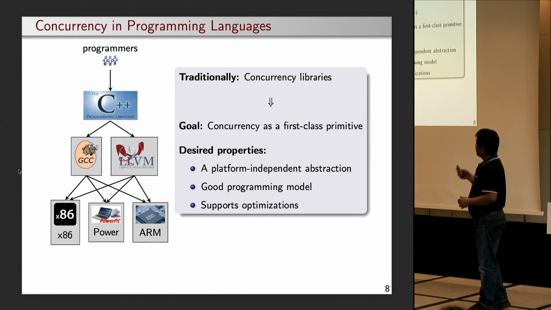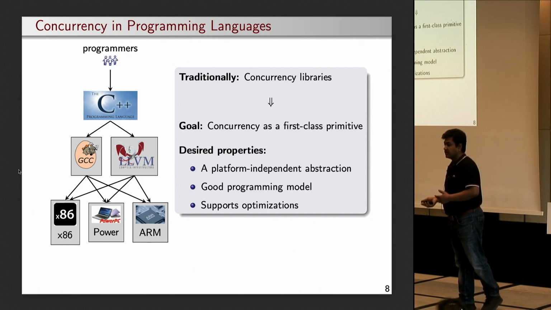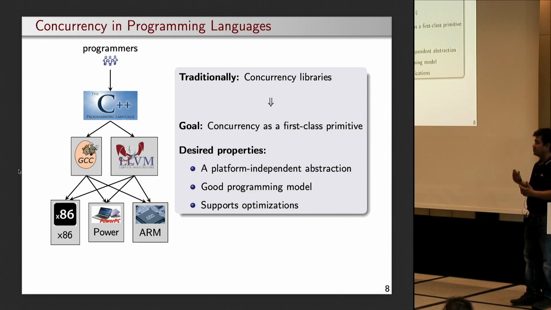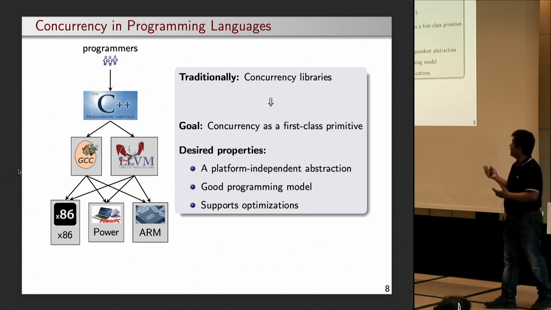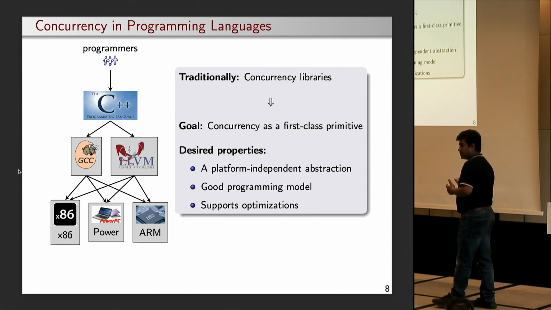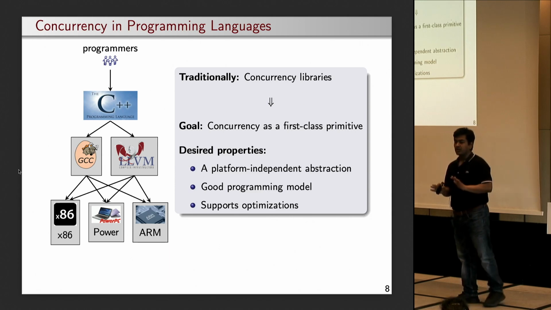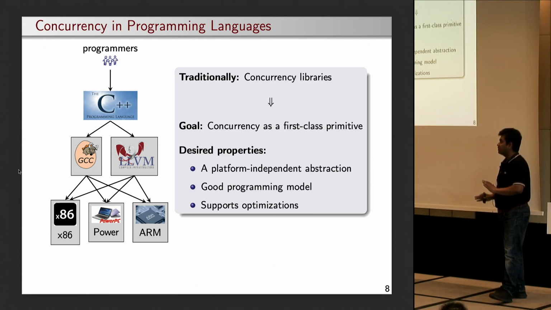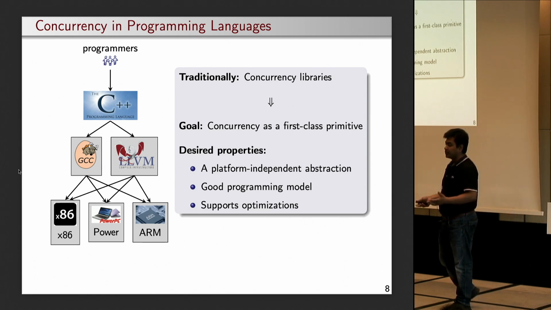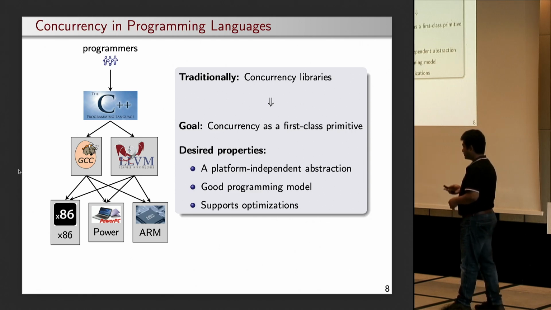The second property is a good programming model. So this should be understandable to the programmers who are writing these programs. And third is supporting optimizations. We will come into more details, but essentially we don't want to stop any compiler optimization, or any hardware optimization, if we write a program in a certain form.